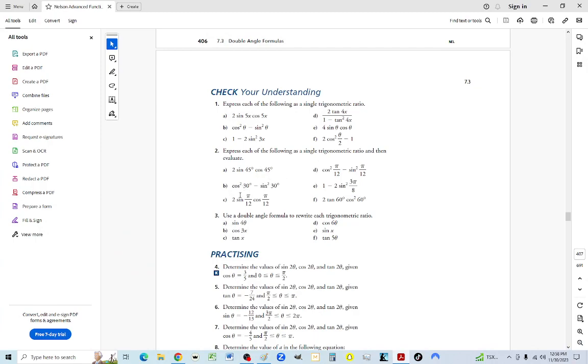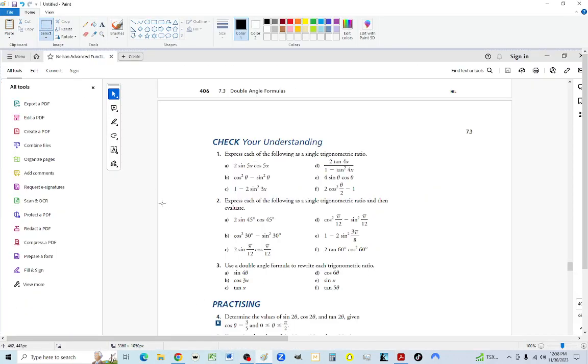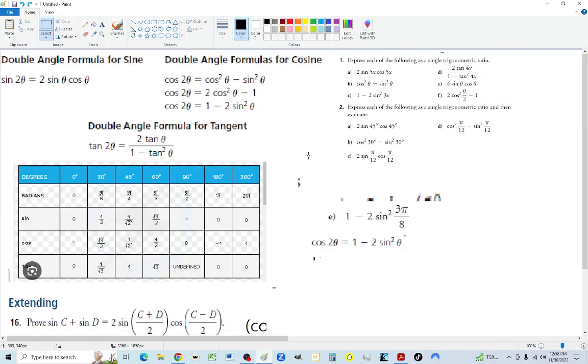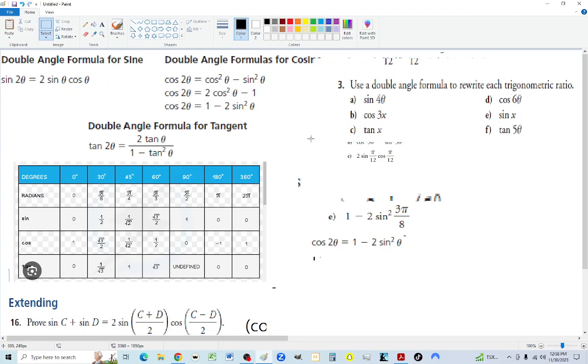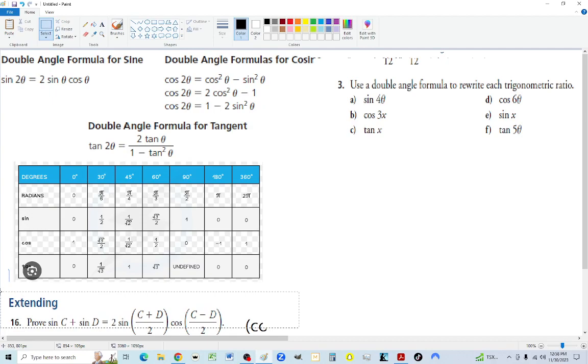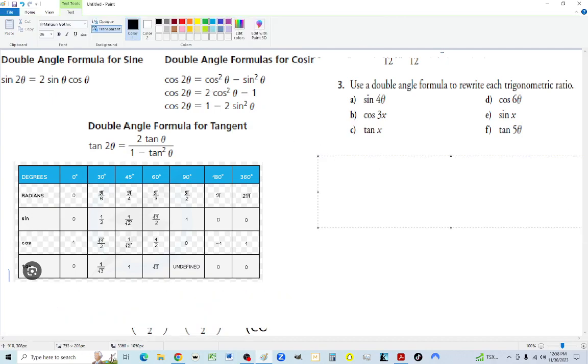I actually hate rushing through these chapters. Used double angle formulas to rewrite these. Okay. Sine of 4 theta, let's call it 4x, is equal to 2 sine 2x times cos x.